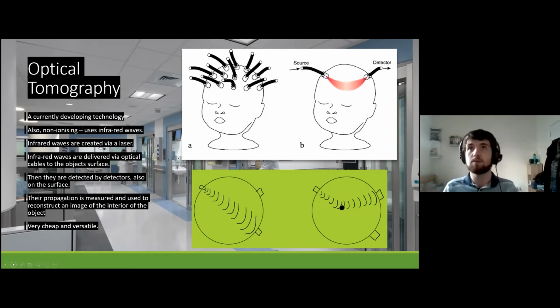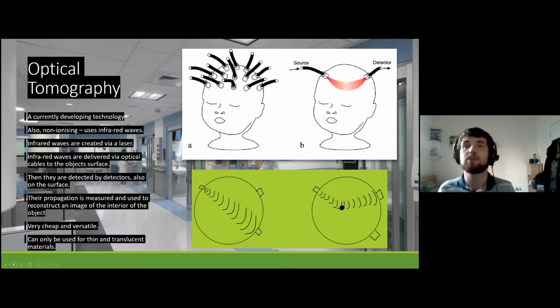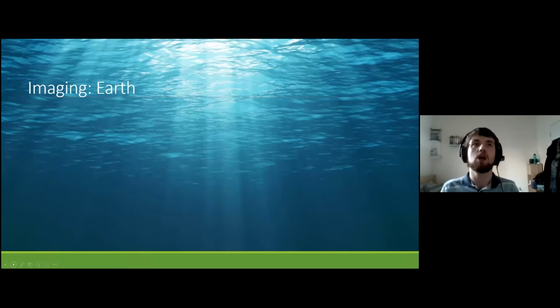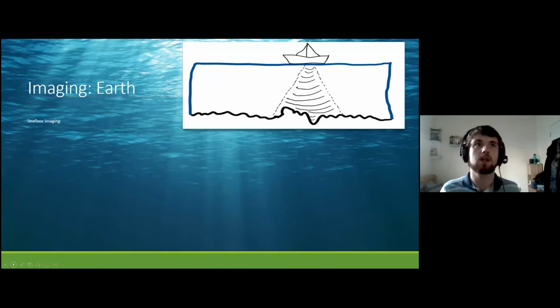So, very non-energetic. The way it works is that these waves are created via a laser, and they are delivered via some kind of tube or optical fiber to, let's say, the head. Then the wave travels through the head and gets detected on the other side by a detector. And then we can create an image by looking at how the wave propagates through the object, the head in this case.